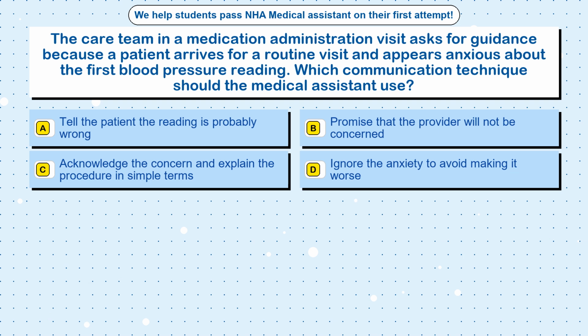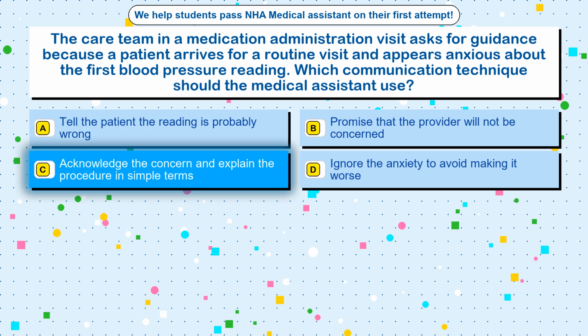Question 76. The care team in a medication administration visit asks for guidance because a patient arrives for a routine visit and appears anxious about the first blood pressure reading. Which communication technique should the medical assistant use? Option A. Tell the patient the reading is probably wrong. Option B. Promise that the provider will not be concerned. Option C. Acknowledge the concern and explain the procedure in simple terms. Option D. Ignore the anxiety to avoid making it worse.